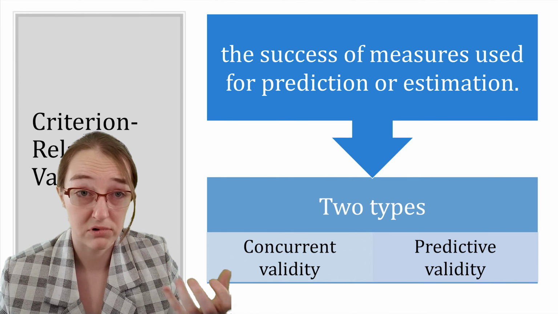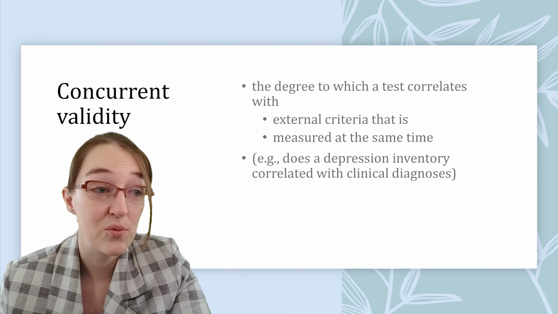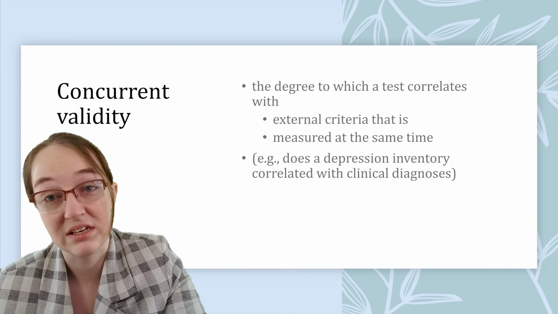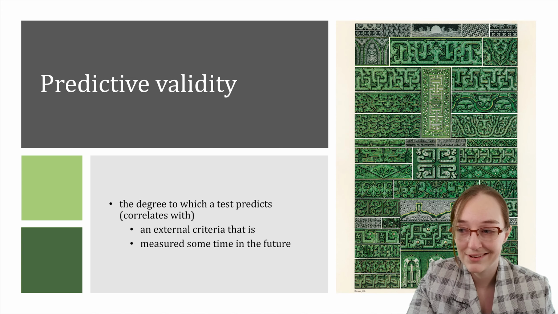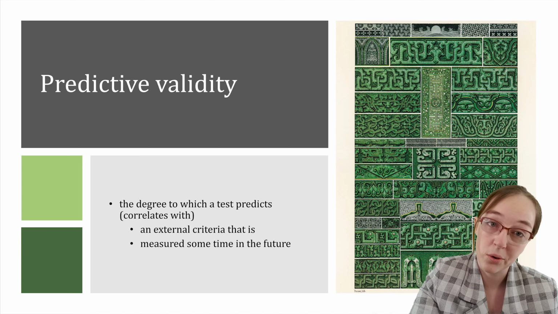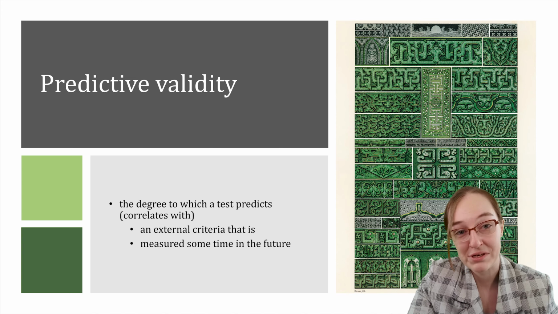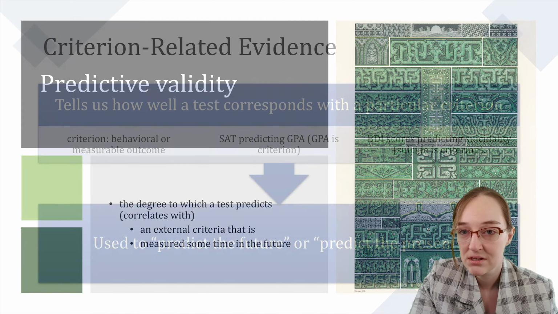Okay, so concurrent validity is the degree to which a test correlates with external criteria that is measured at the same time. For example, does a depression inventory correlate with clinical diagnoses? Versus predictive validity, the degree to which a test predicts or correlates with an external criterion that is measured sometime in the future. For example, does a depression inventory predict a later clinical diagnosis?